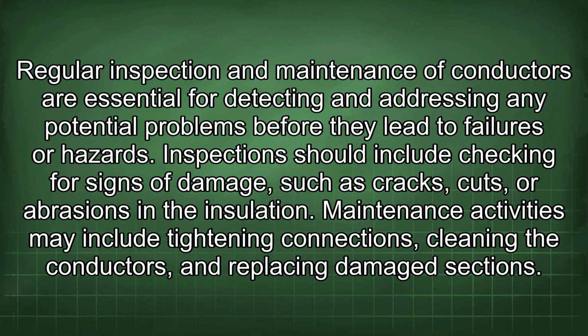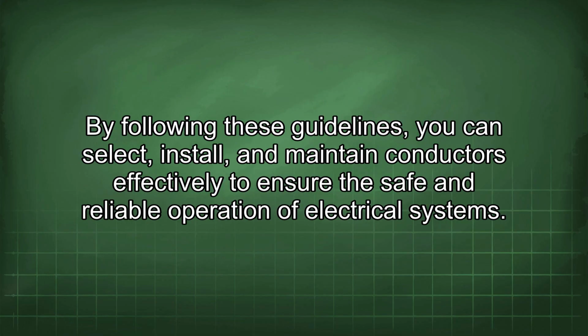Regular inspection and maintenance of conductors are essential for detecting and addressing any potential problems before they lead to failures or hazards. Inspection should include checking for signs of damage, such as cracks, cuts, or abrasions in the insulation. Maintenance activities may include tightening connections, cleaning the conductors, and replacing damaged sections. By following these guidelines, you can select, install, and maintain conductors effectively to ensure the safe and reliable operation of electrical systems.